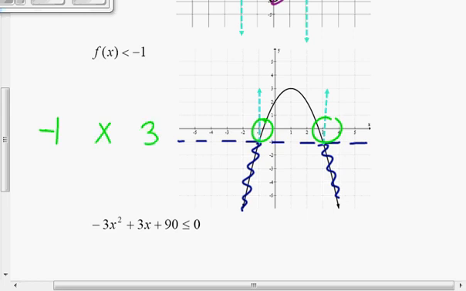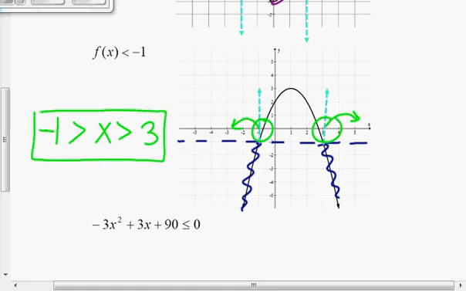And we now see that instead of wanting numbers larger than -1, we want numbers smaller than -1. So x needs to be less than -1. And instead of wanting numbers smaller than 3, we want numbers larger than 3, so x needs to be greater than 3. So our inequality statement is x is less than -1 or x is greater than 3.